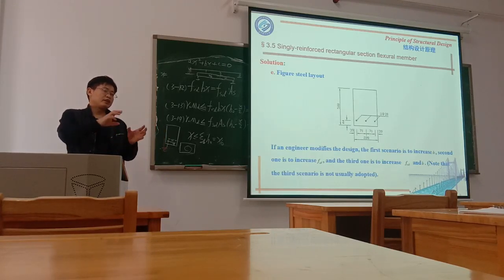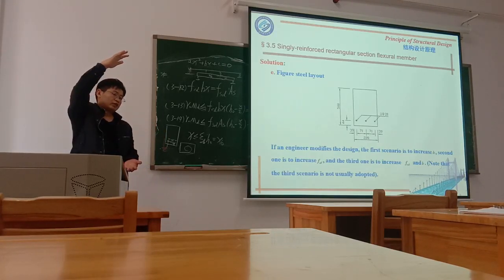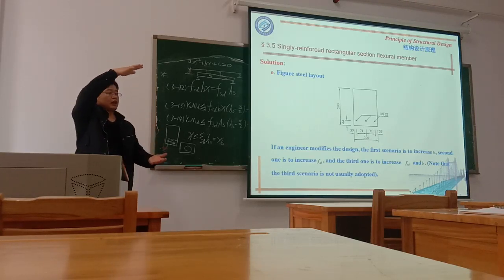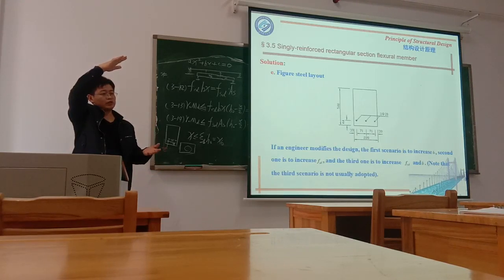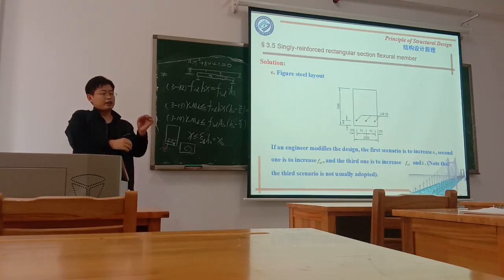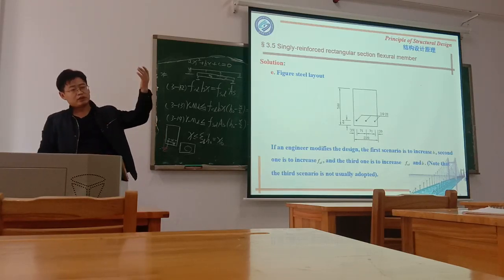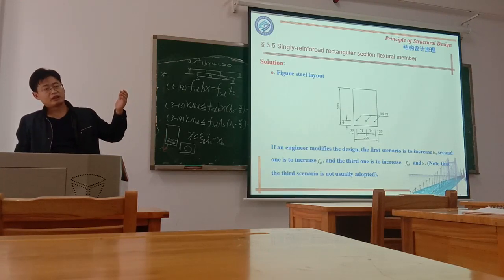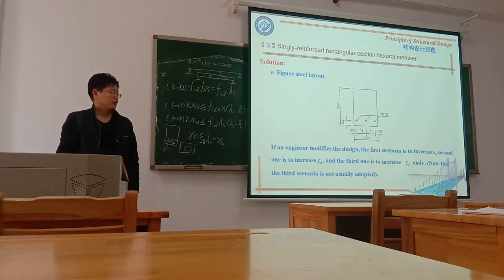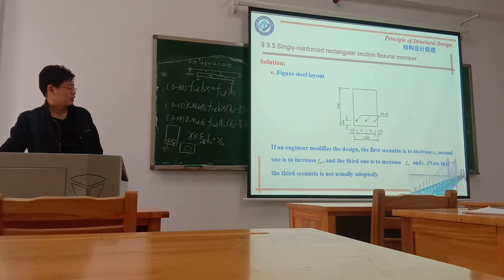The best way is to increase the height of the section. If the height of the section is restricted, you cannot change it, then you can increase the fsd, the grade of the reinforcement. And also, if this also cannot change, then you can increase the grade of the concrete and the width of the section b.